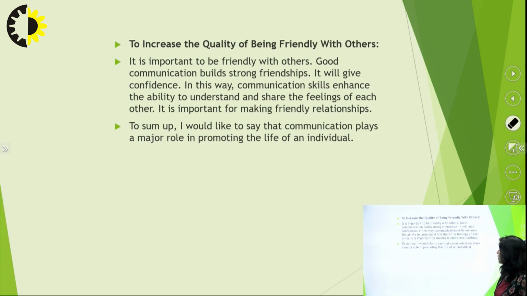To increase the quality of being friendly with others, it is important to be friendly with others. Good communication builds strong friendships. It will give confidence. In this way, communication skills enhance the ability to understand and share the feelings of each other. It is important for making friendly relationships. To sum up, I would like to say that communication plays a major role in promoting the life of an individual, right?